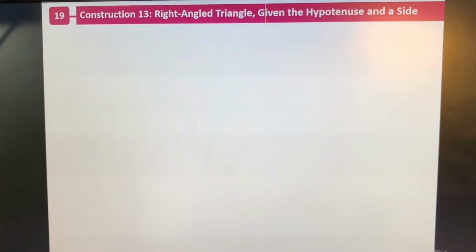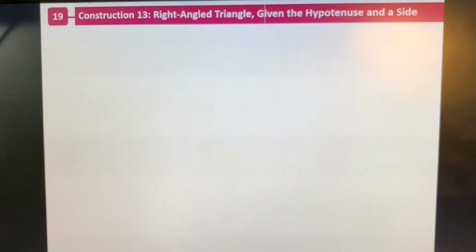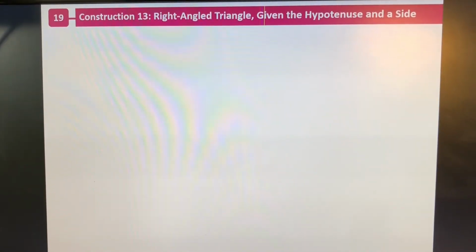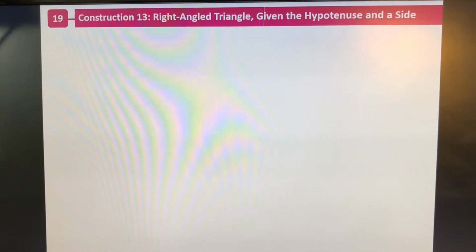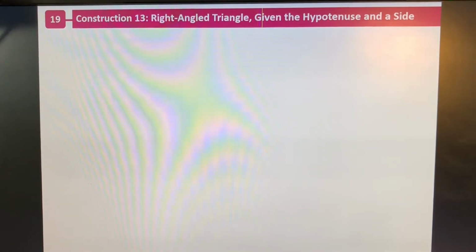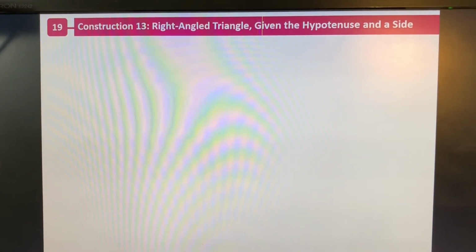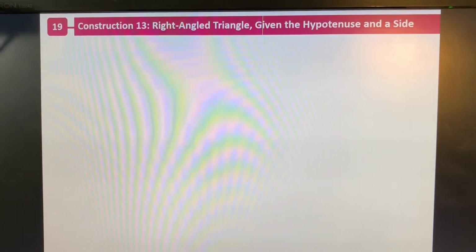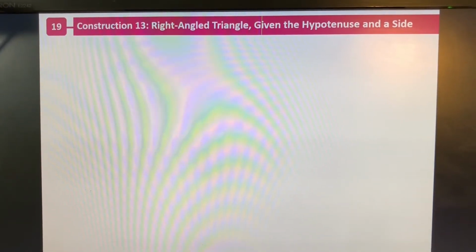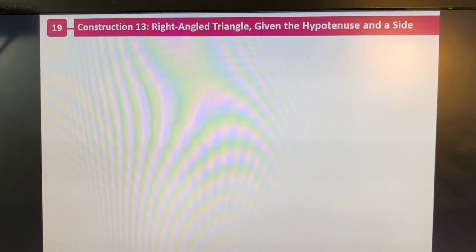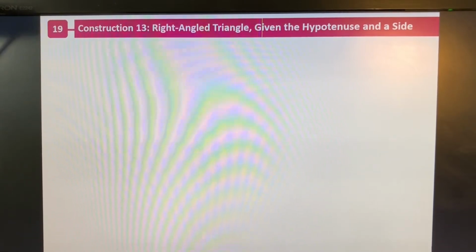In this lesson, we're going to learn about the next construction, construction 13. It's another triangle, but this time we're asked to construct a triangle where we're told that one of its angles is a right angle. Now, if you recall, a right angle means a measurement of 90 degrees.